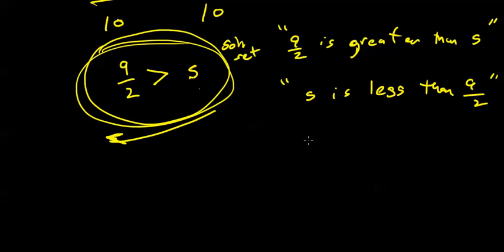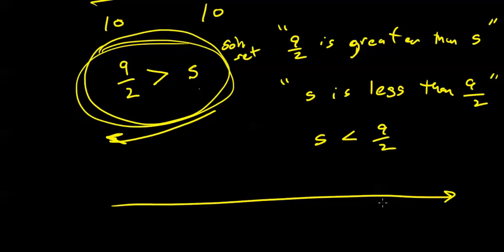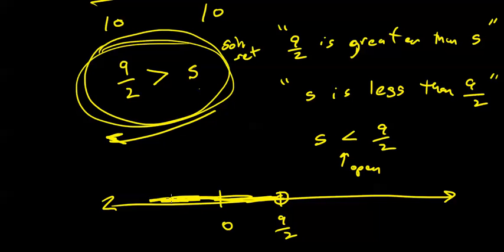Well, if s is less than 9/2, that means I want all numbers on the number line to the left of positive 9/2. So I'll denote 9/2 somewhere right of 0. Less than means left of. And again, I'm going to draw an open circle here. A strict inequality means an open set, boundary value not included. And there is the graph of my solution set.